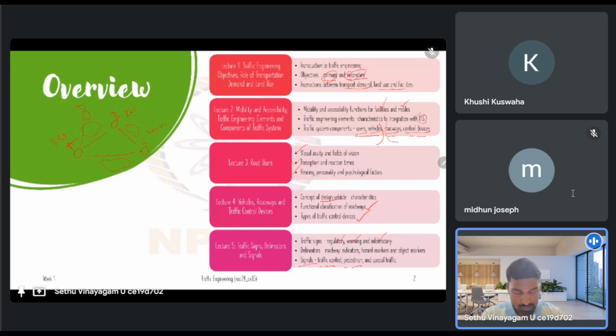So the pedestrian signals help us with that, and we have some special traffic signals like these flashing lights, which inform the driver to be cautious and then cross that particular location. So these are the concepts that we were introduced to in the first week of traffic engineering, right?